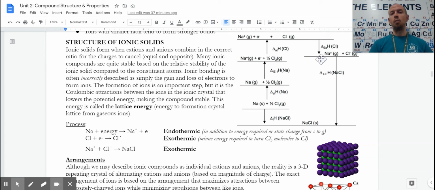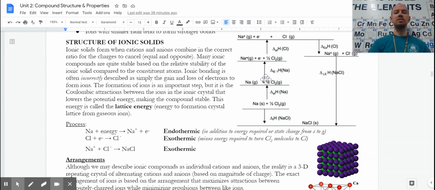Then here we are taking a chlorine atom and turning it into a chloride anion. In that case, we are looking at the attraction, or the electron affinity. In this case, that releases energy. Most of the time, pulling that in releases some energy for most anions. Now I have my cation and my anion, and I release energy.